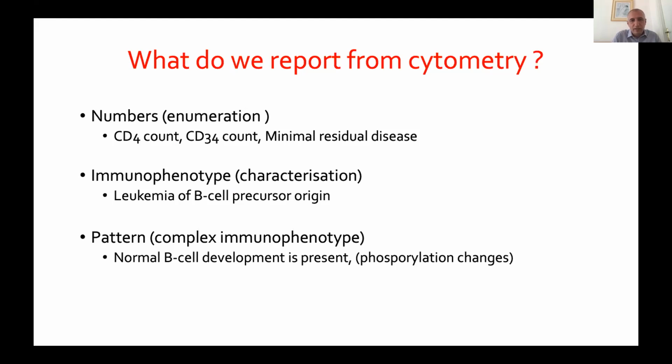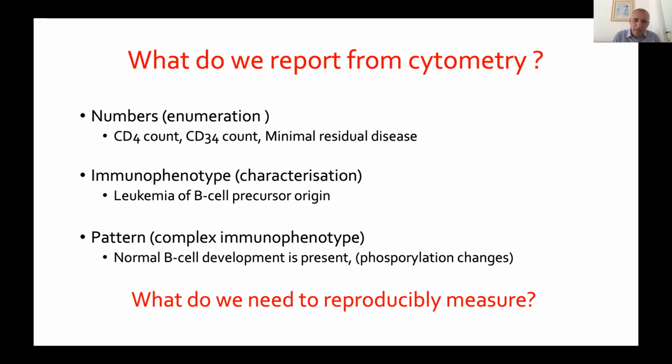And we can actually go as far as to analyze and report complex patterns. So for instance, we want to make sure that what we see is a normal B-cell development and it's not somehow altered due to a disease or treatment. Or we can report patterns of phosphorylation when we assess multiple phosphorylation sites at different kinases at once.